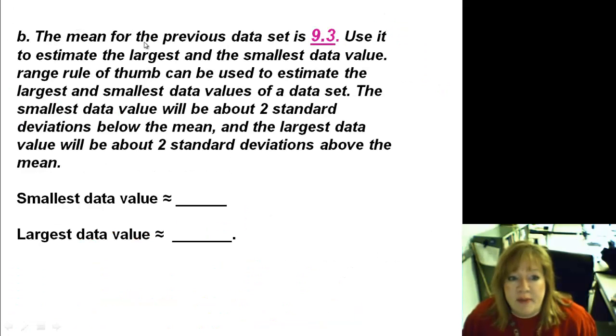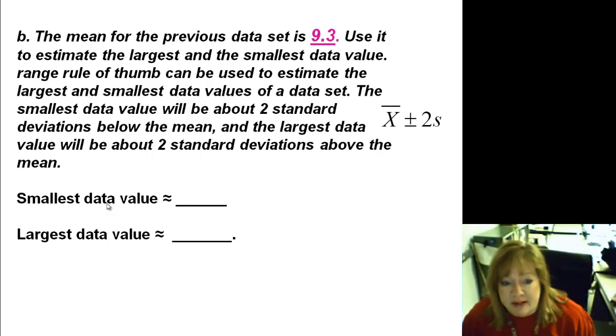Alrighty, the mean for the previous data set is 9.3. Use it to estimate the largest and smallest data value. Range rule of thumb can be used to estimate the largest and smallest value of the data set. The smallest value will be about 2 standard deviations below the mean, and the largest data value 2 standard deviations above the mean. So if I'm trying to just approximate this, I would take the mean, plus or minus 2 times my standard deviation, which in the last slide we saw was 2.